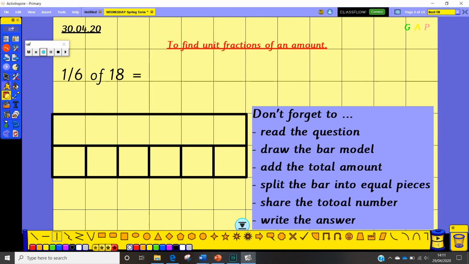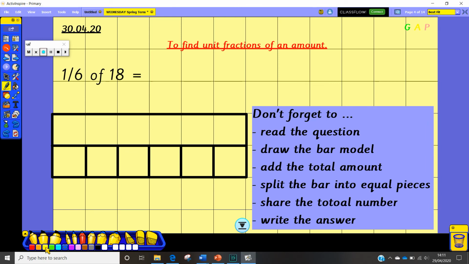Right, so let's go back to our checklist because I'm pretty sure I can tick some of these off. So I've read the question, definitely. I've drawn the bar model, I have. So I need to work out the total amount. So the total amount here, oh, I've not chosen a very good pen colour there. The total amount here is 18. So that needs to go into my bar model along the top because that is my whole number. So I've put that in, split the bar into equal pieces. I've done that bit as well.